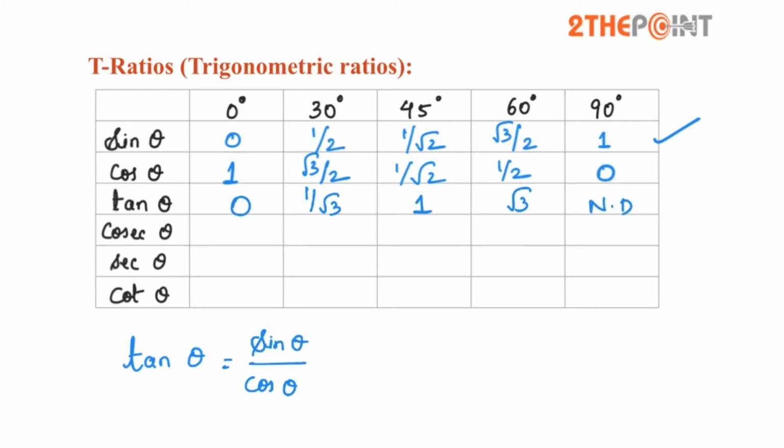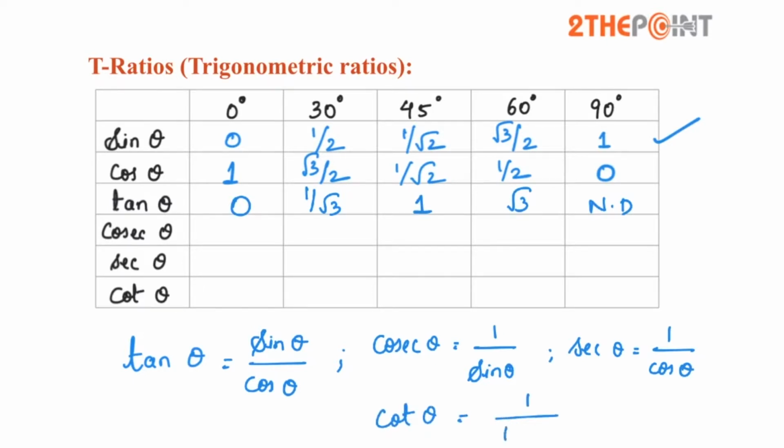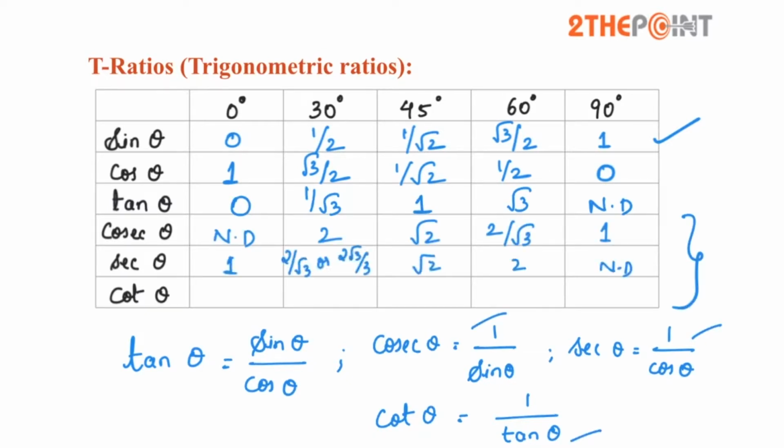Next, how to find the values of cosecant theta, secant theta and cot theta. Cosecant theta is the reciprocal of sin theta. Similarly, secant theta is the reciprocal of cos theta and cot theta is the reciprocal of tan theta. If you solve these, you get the values of cosecant, secant and cot theta.